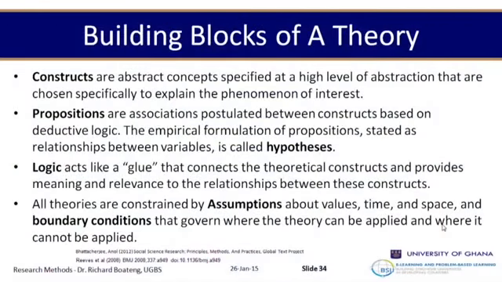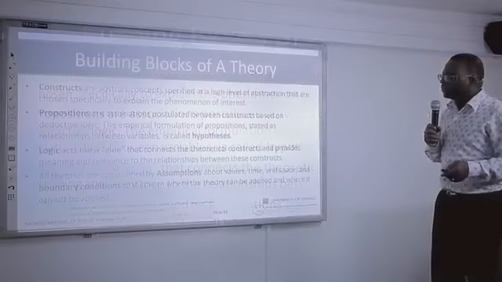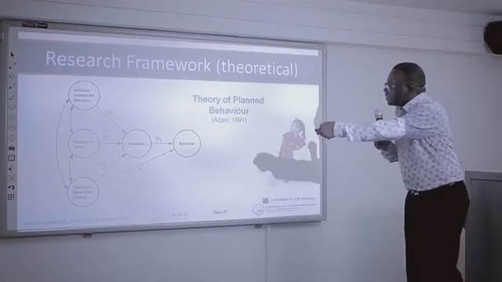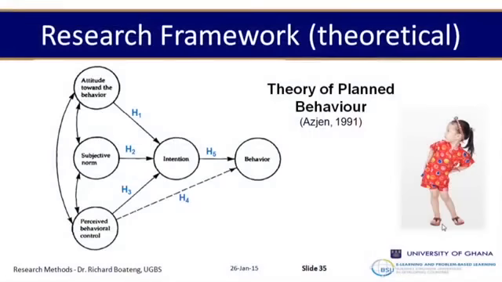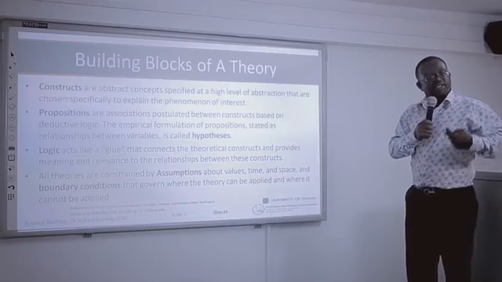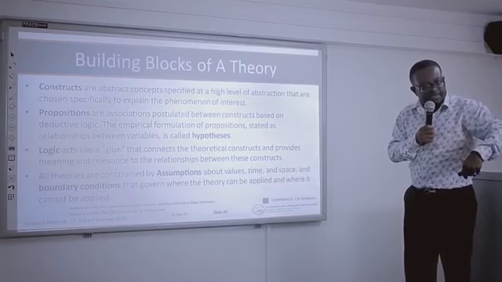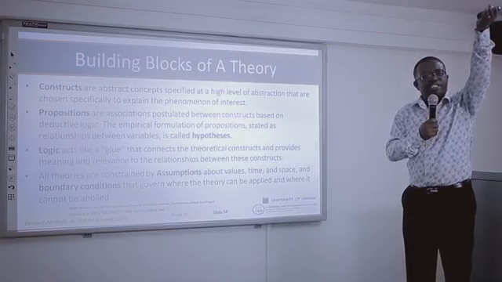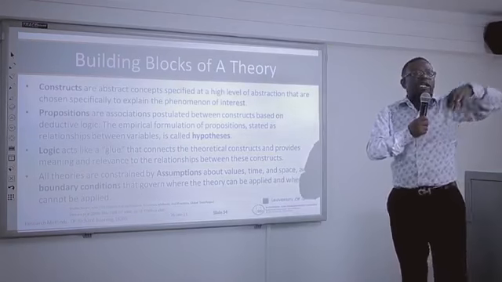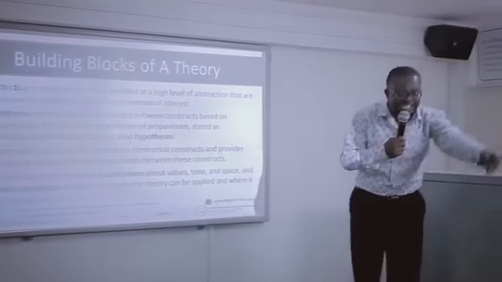Now, every theory, to be applicable to other issues of life and explain them, has a number of components. The first thing is that a theory always has abstract concepts specified at a high level of abstraction, chosen to specifically explain the phenomenon of interest. You say here the theory of planned behavior. We didn't say attitude towards going to the mall. We say attitude toward a behavior. So an abstract concept like attitude, perceived behavioral control, intention, subjective norm, without the specifics in them, lie at the abstract level. When it's more abstract, you can apply it to different scenarios to be able to make meaning.